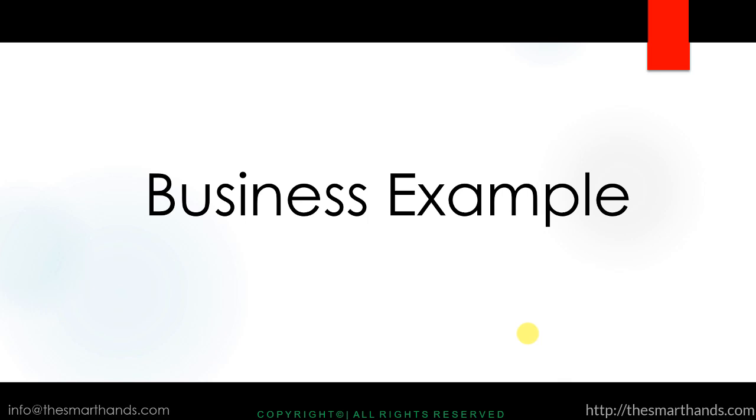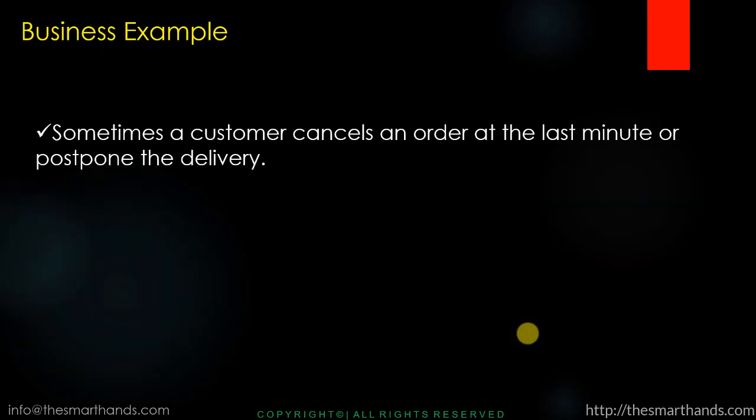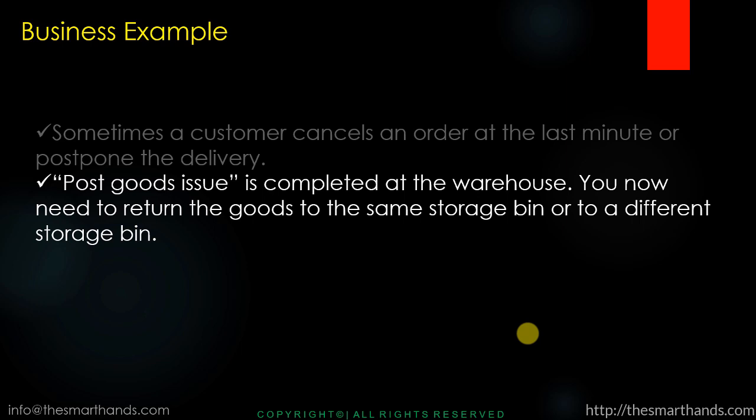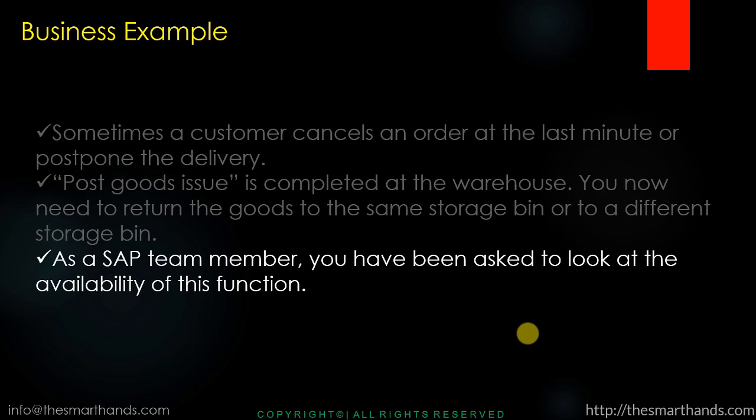Let us start with a business example. Sometimes a customer cancels an order. We're talking about the sales order here. So sometimes a customer cancels an order at the last minute or postpones the delivery. Post goods issue is completed at the warehouse. You now need to return the goods to the same storage bin or to a different storage bin. As an SAP team member, you have been asked to look at the availability of this function.